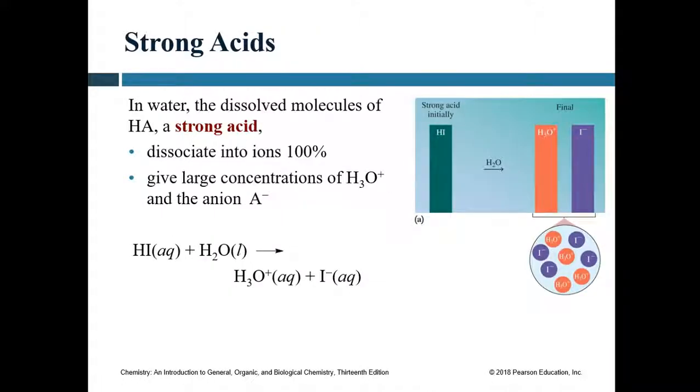Now, in water, the dissolved molecules of, let's just put HA, meaning H standing for the hydrogen in an acid, they are going to dissociate into ions 100%. So all of it will dissociate to give the hydronium ion and the anion part. So in this case, the anion part would be the A up here, this is just like X in your math class, but we're going to say, the conjugate partner of the acid.